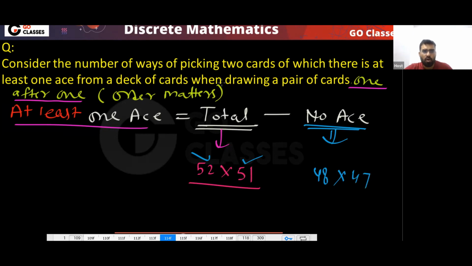There should be no ace. How many ace cards do we have in this card game? There are 4 cards of ace. Ace is a value, like jack, queen. King is a value. For value king, we have 4 cards. So remember this is a value. Finally the answer for at least one ace will be the total, and from this you remove this.